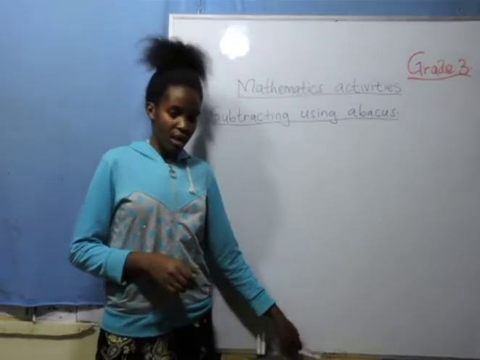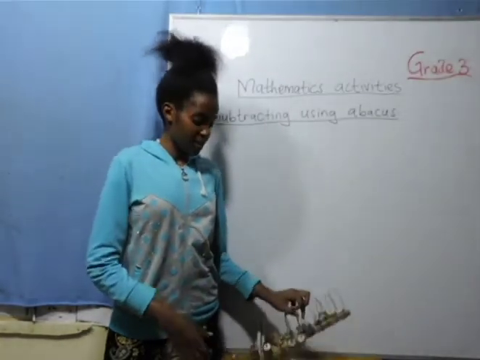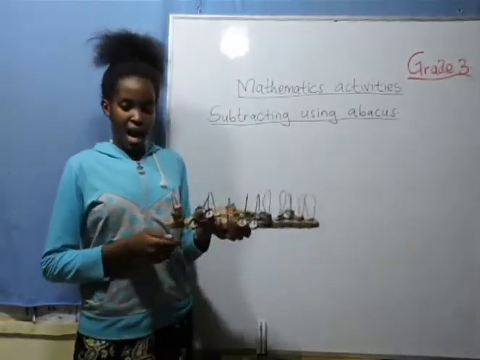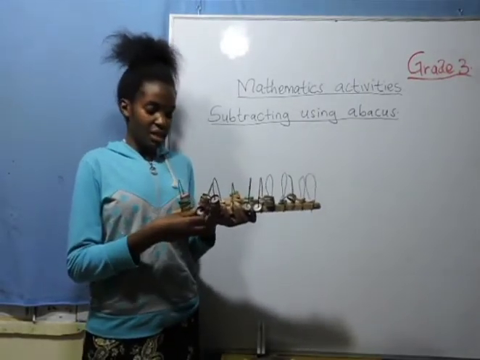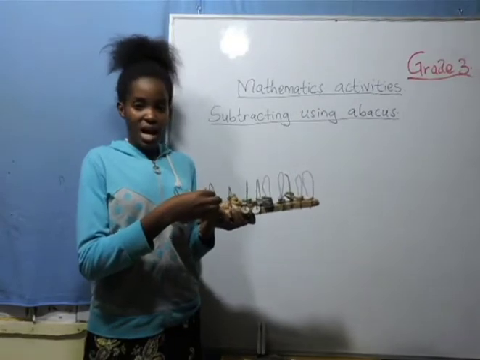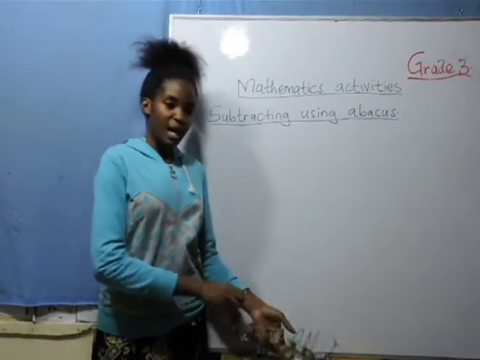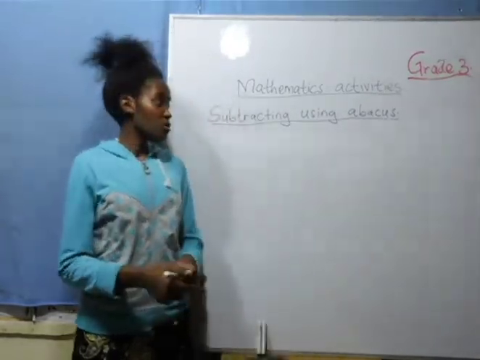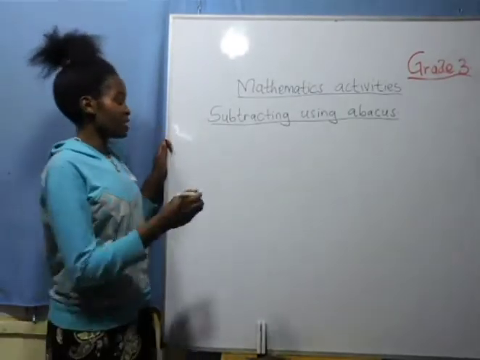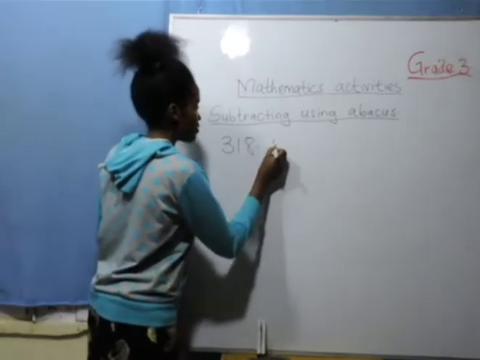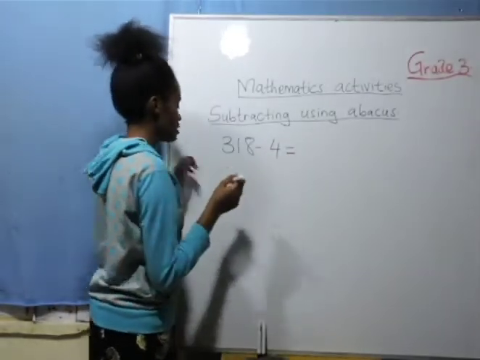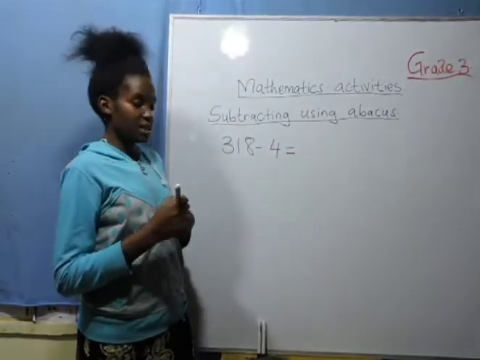Before we continue, I have an example of an abacus here. This is an abacus. Now we are going to use this as our ones, this as our tens, and this as our hundred. And you give me an example of a number that we are going to subtract. Yes, the first one is 318. We are subtracting 4. Good. We are going to use 318 to subtract 4.